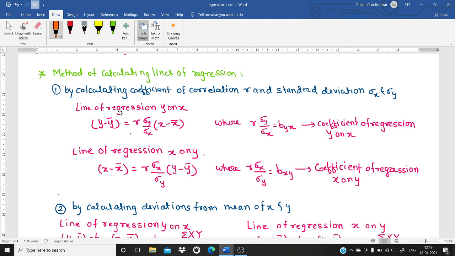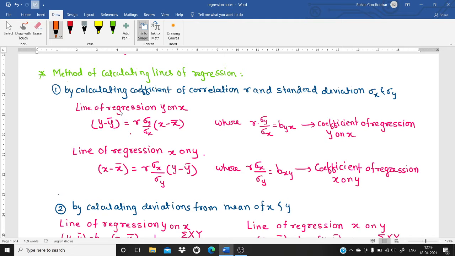Then the line of regression y on x is given by y minus y bar is equal to r into sigma y upon sigma x into bracket x minus x bar, where this r sigma y upon sigma x is known as byx. See, the sigma y is in the numerator, so we call it byx. So this is the coefficient of regression for y on x. Okay.